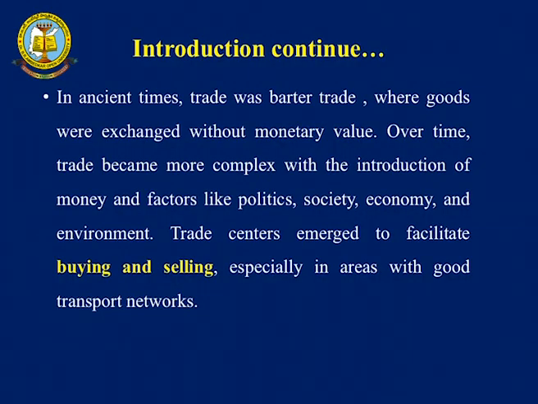If you look at the ancient period, trade was like a barter system. What do you mean by barter system? I will tell you. For example, this is A and this is B. A has wheat with him, and B has rice with him. In that ancient period, there was no money, isn't it? So, what do they do? They exchange the goods among themselves. A will give wheat to B and B will give rice to A.